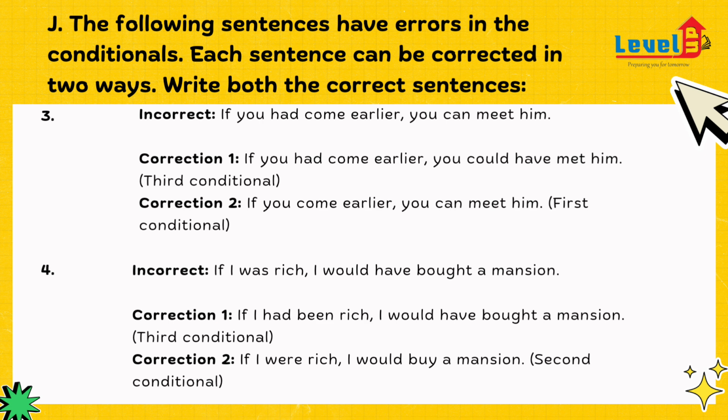First conditional. 4. Incorrect. If I was rich, I would have bought a mansion. Correction 1. If I had been rich, I would have bought a mansion. Third conditional. Correction 2. If I were rich, I would buy a mansion.